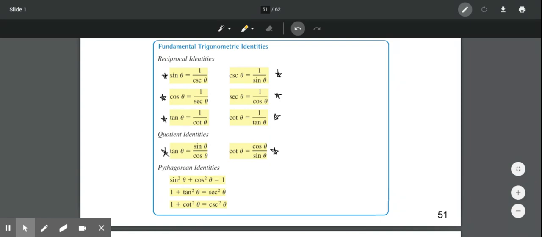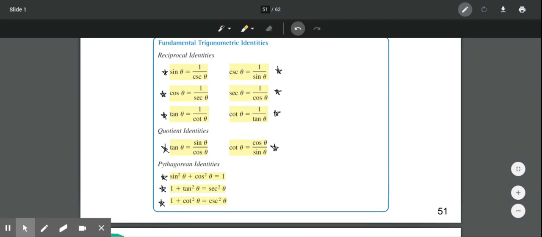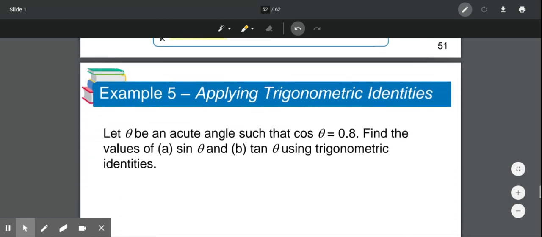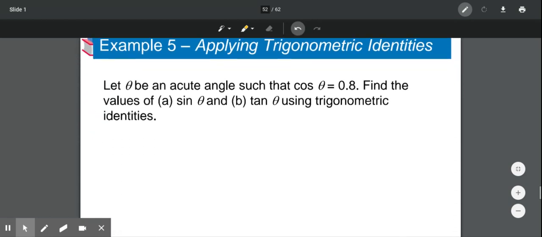Then we have our Pythagorean identities. The big one: sine squared plus cosine squared equals 1. But we also have that 1 plus tangent squared equals secant squared, and 1 plus cotangent squared equals cosecant squared. Again, you will find these on that formula sheet. You do not need to have these memorized, but you need to know where they are on the formula sheet and how to use them. So let's do a few examples with these identities.